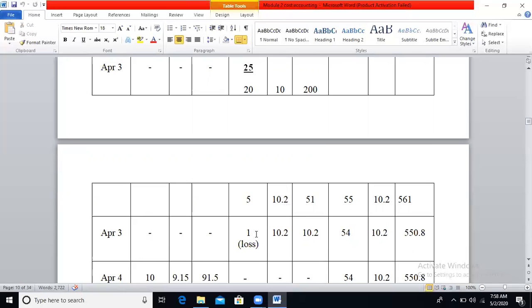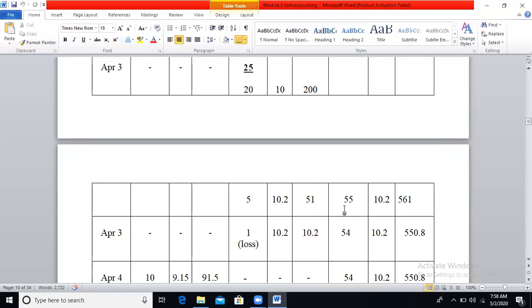So 1 is the unit or 1 per ton. At what price will you consider? The same first prevailing price, first unit, first prevailing price. So out of 55 units, you are issuing 1 unit. Here we are having only 1 unit price, that is 10.2. So 1 into 10.2, you will get 10.2.